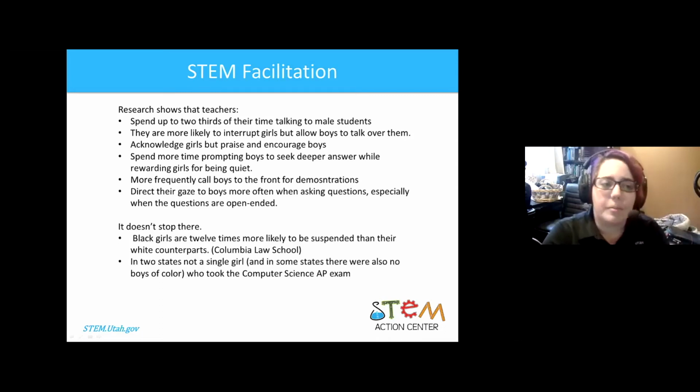And this doesn't just apply to the gender gap, it also applies to race, ethnicity, cognitive ability, all kinds of things. Black girls are 12 times more likely to be suspended than their white counterparts. And in 2 states in the past year, there was not a single girl or any boys of color who took the computer science AP exam. If you want to know more about that, you can pull up the advanced placement exams, and it breaks every state down by demographic of who took which test. There is a really concerning gap in STEM fields specifically, so that's something to always keep in mind with facilitation.